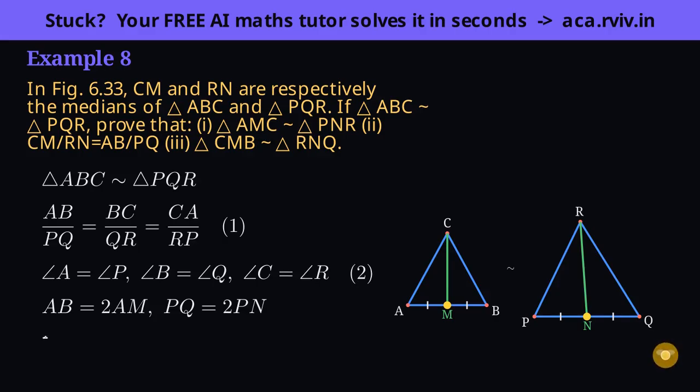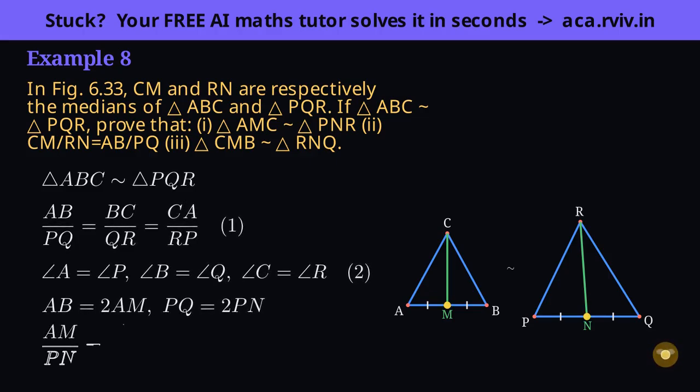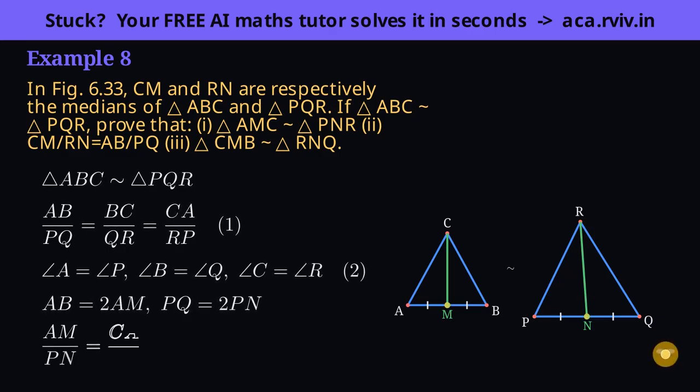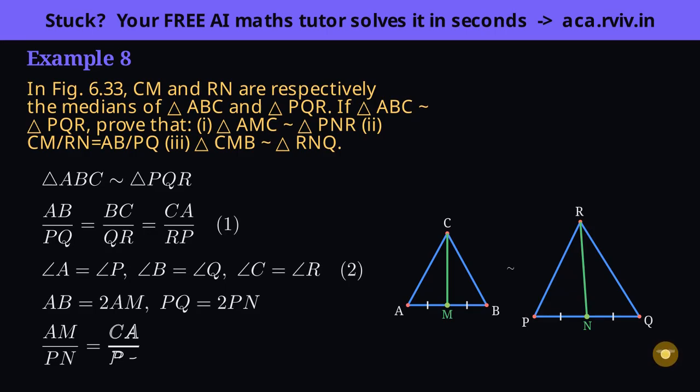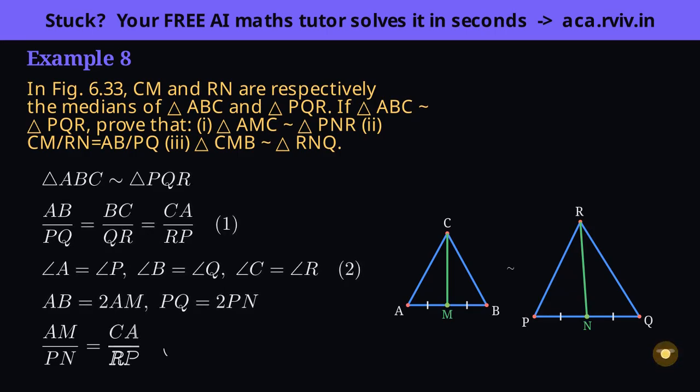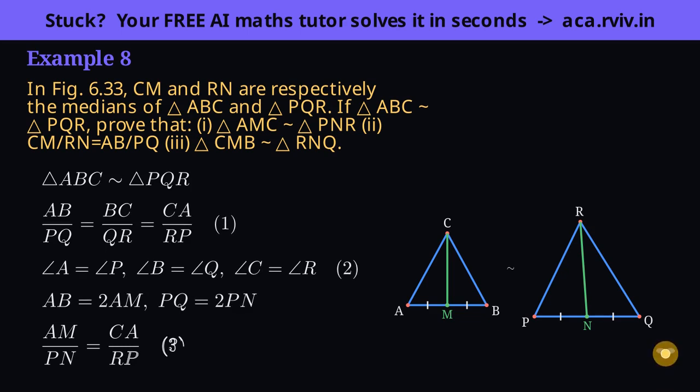Now substitute those into the AB over PQ piece of equation 1. It becomes 2AM over 2PN, and the 2's on top and bottom cancel cleanly, leaving AM over PN. So AM over PN equals CA over RP. Call it equation 3. The halving didn't disturb the ratio at all, which is the heart of this whole problem.